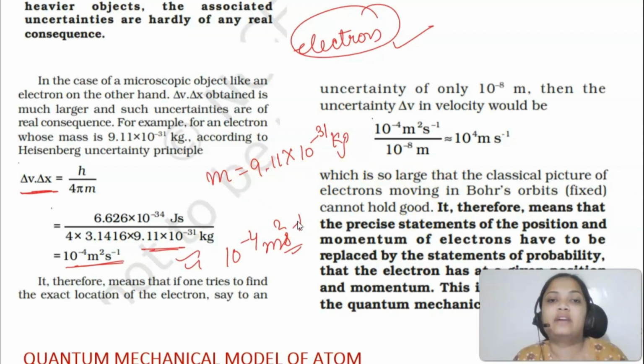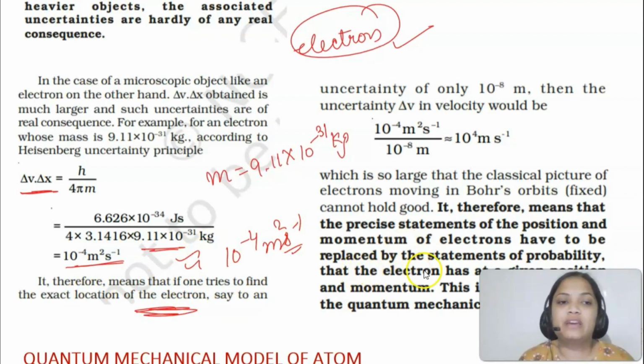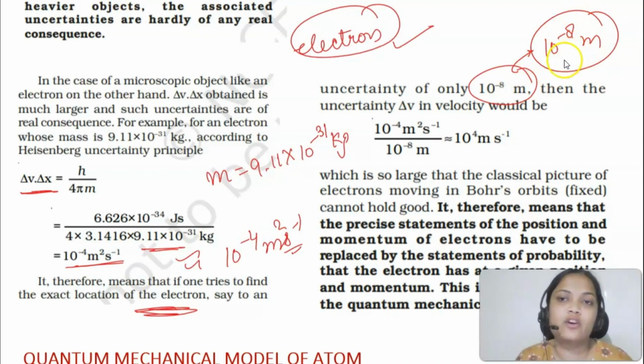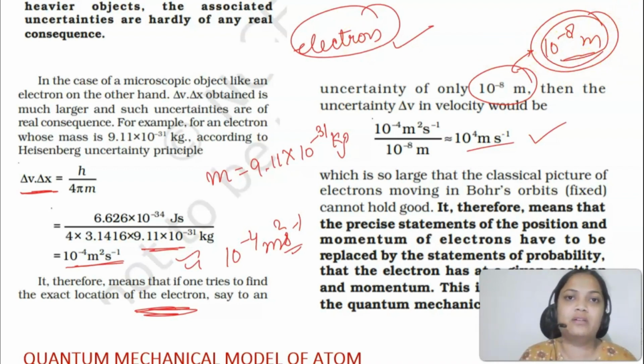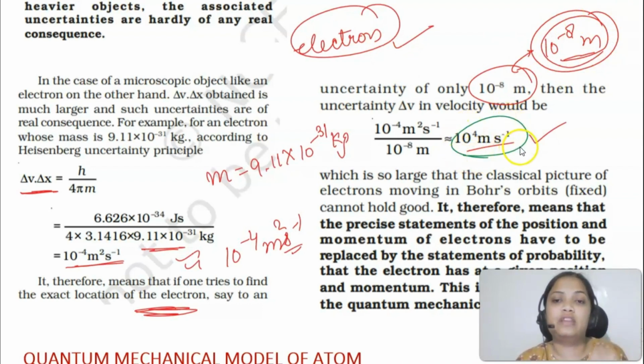Now let's say I try to find out the exact location of an electron. Let's say I have the value of delta X as 10 to the power minus 8 meter, this is what we have got about the position of the electron with some uncertainty of this much. So the uncertainty in velocity would be, can you see, 10 to the power 4 meter per second. So you see here that if we say we know the position of the electron with only a little bit of uncertainty, with a lot of accuracy, then the uncertainty in velocity is very, very large. So it is not holding good.